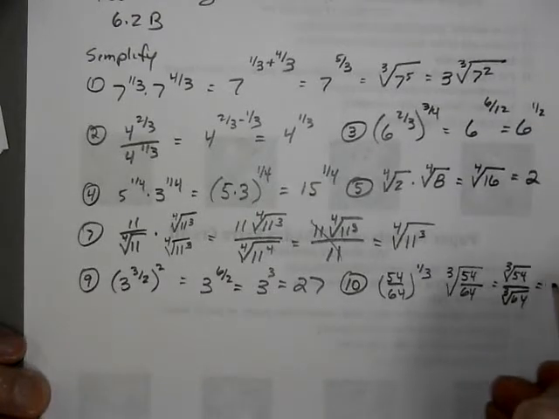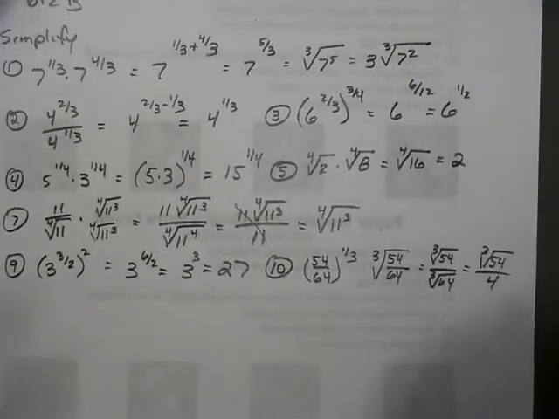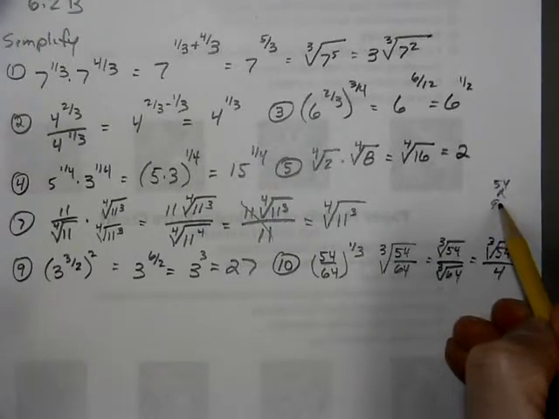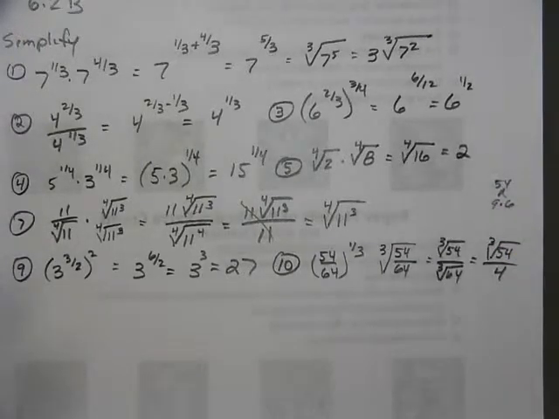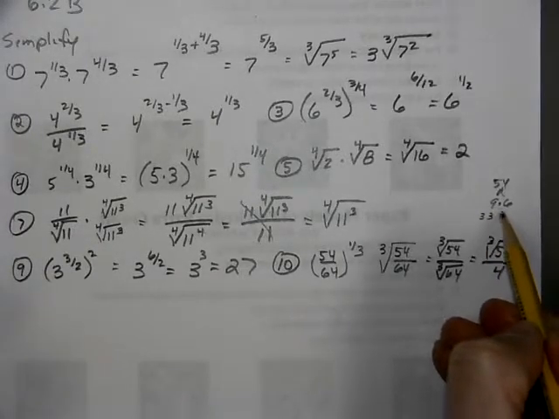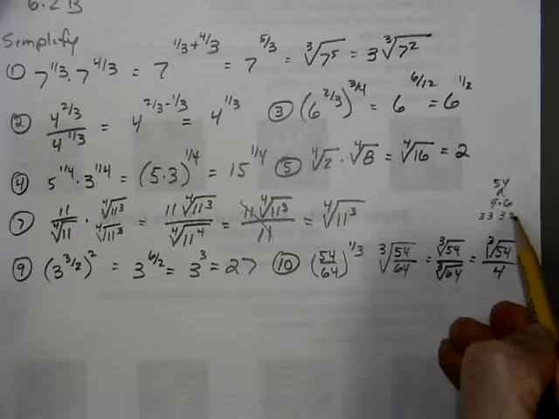I know that the cubed root of 64 is what? 4. What's 54? I gotta check this out. 54 is 9 times 6. That's 54. 9 is made up of 3 times 3. 6 is made up of 3 times 2.